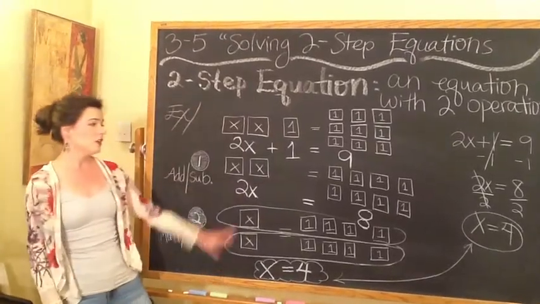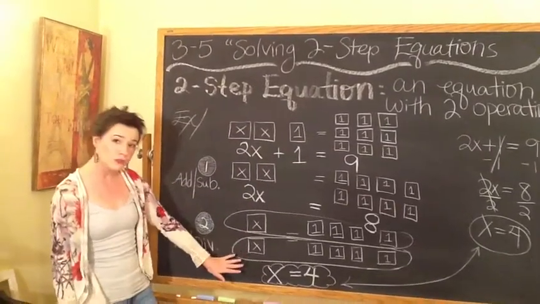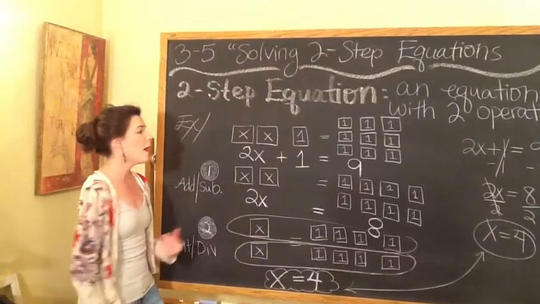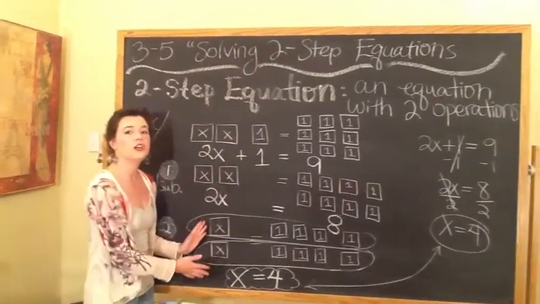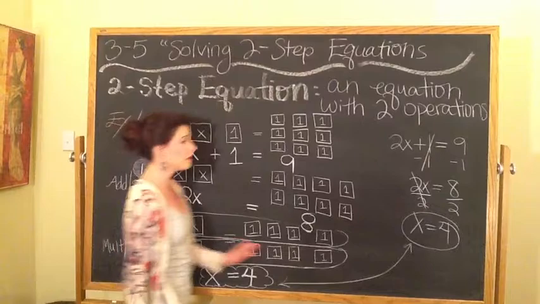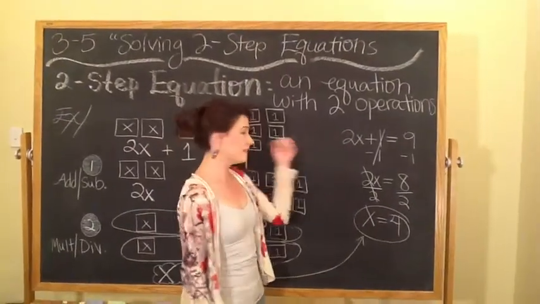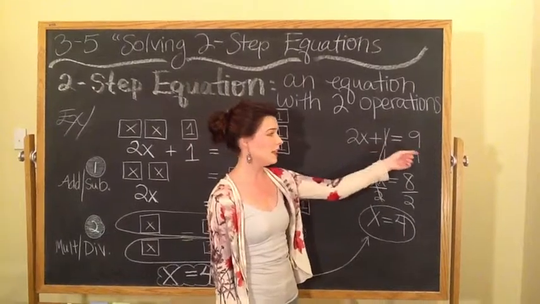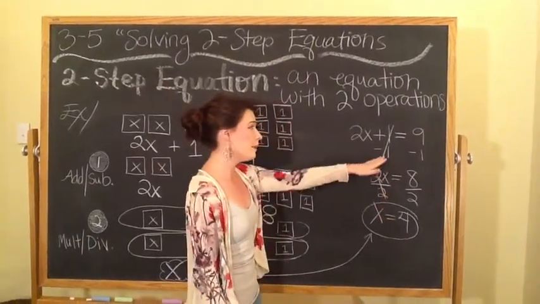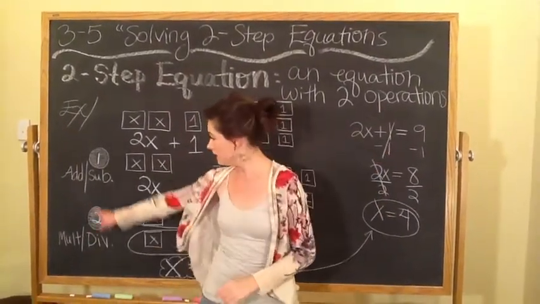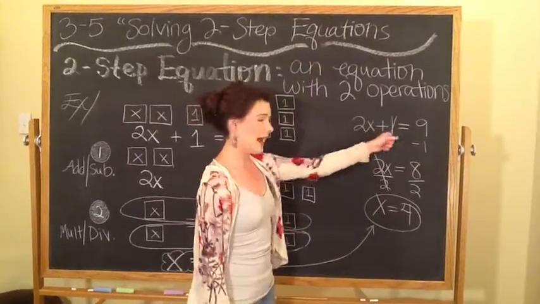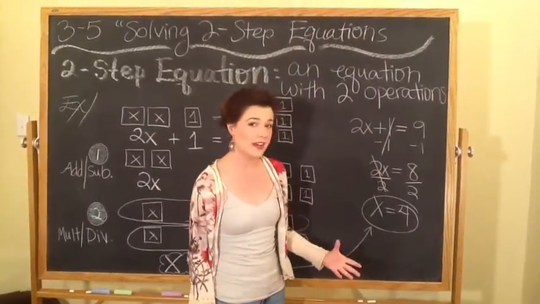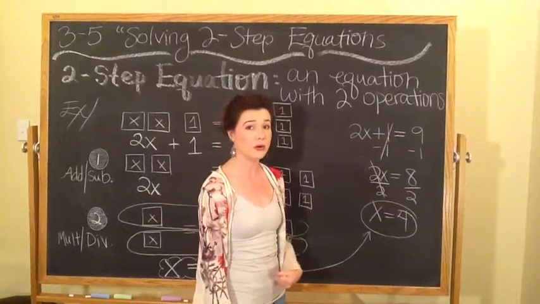Now let's look at it in the equation form of what you're going to be writing for me, but I wanted to make sure you understood what it looked like visually. This is exactly what we just did over here. We have the equation 2x plus 1 equals 9. The first step is to add or subtract, just like here. Since we're adding 1, I want to do the inverse of adding, so I'm going to take away 1 from both sides.